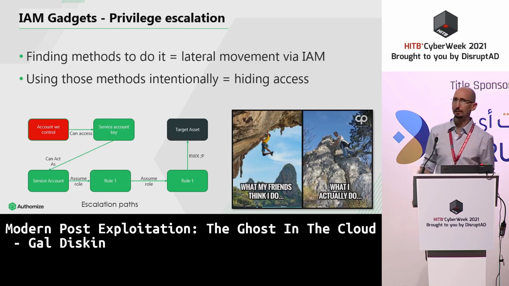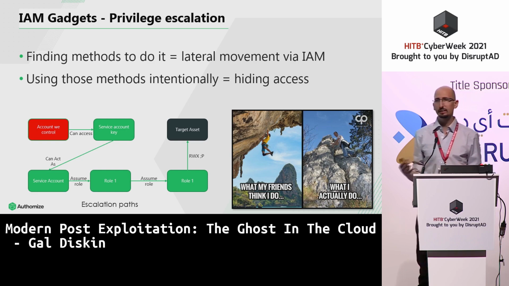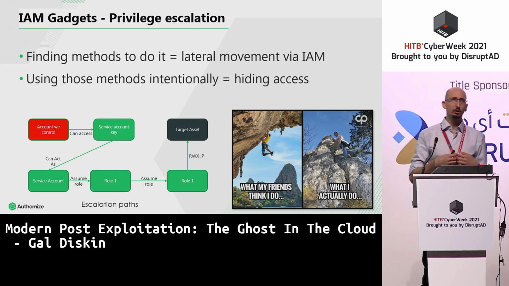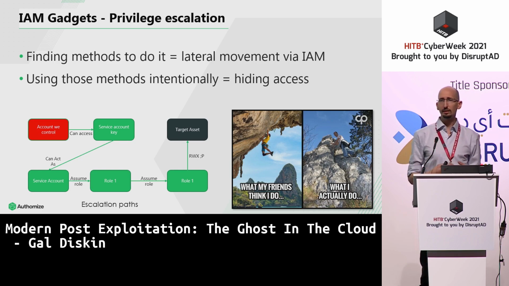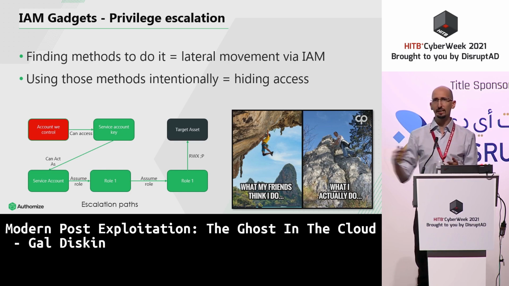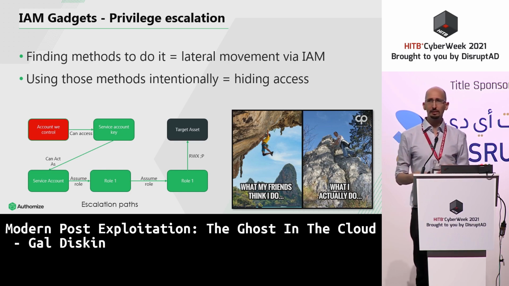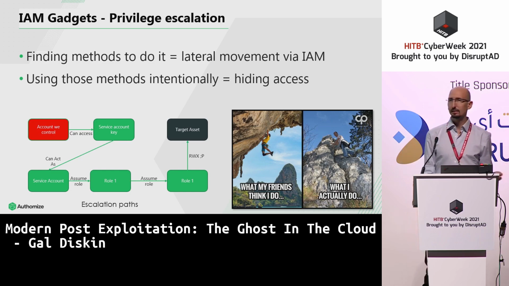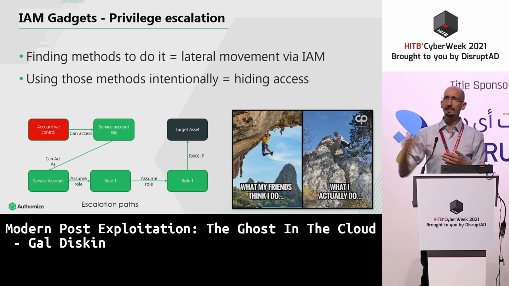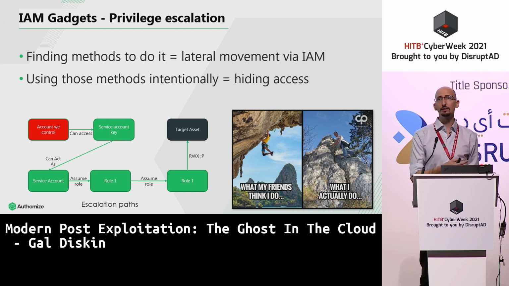Let's talk a little bit also about privilege escalation. Privilege escalation is a very complex topic in IAM security, because if you look at it, finding methods to do privilege escalation grants you the ability to move laterally or escalate. At the same time, using these methods intentionally is the best way to hide your access. For example, building role chains or building cascading rules of access intentionally grants you the ability to have invisible access if they are based on any attribute or anything that you control.